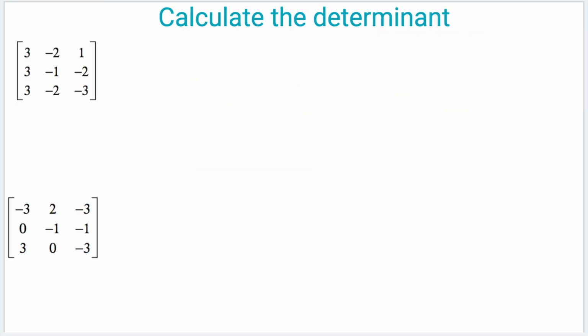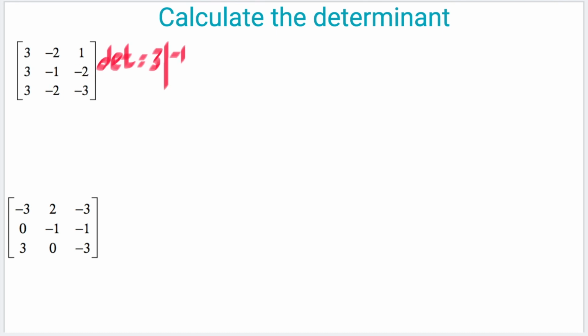Here I've got two examples involving calculating the determinant of 3 by 3 matrices. In the first one here, if you want to find the determinant, you have to take the top left number, which is 3, and then you're going to come up with a smaller matrix that is made up of the bottom right 4 values.